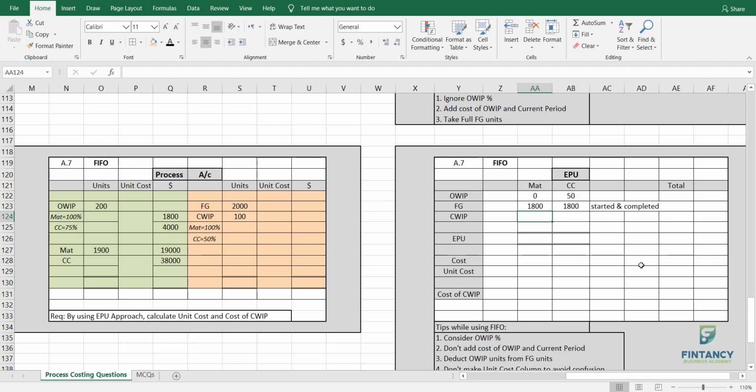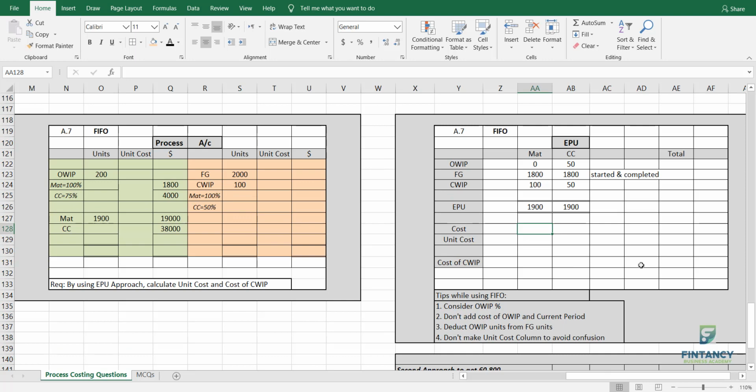Closing, no issues. Closing is very simple. Closing is very easy. You just take whatever is your closing units, which are 100. How much is complete from material point of view? Totally they are complete, into 1. And how much is complete from CC point of view? Only 50%, so 0.5. So this is your EPU ready with you, 1900 and 1900. Examiner can ask you, how many units equivalent from material point of view? 1900. How many units equivalent from CC? 1900. This is first in first out method.